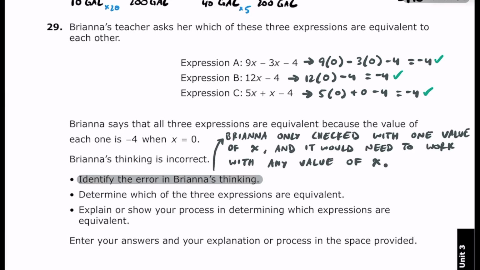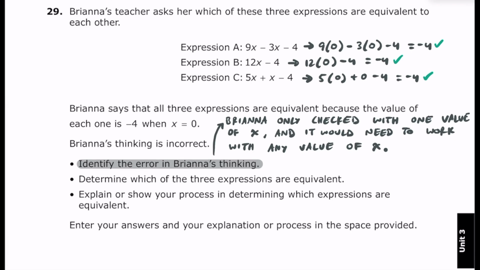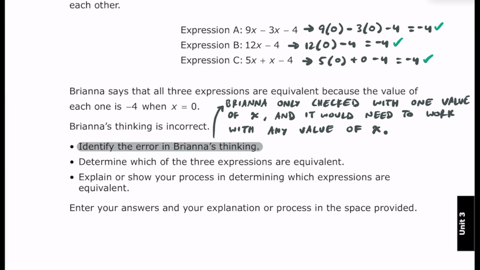And so the main thing we want to say for identifying the error in Brianna's thinking is that Brianna really only checked one time here when x was 0 in this specific scenario and found out this negative 4 was the value of the expressions. As long as you say something along the lines of Brianna really has to check more than one value. Again, it's important to know that if you're going to choose hypothetical numbers, staying away from 0 and staying away from 1 are a good rule of thumb, just because of the identity properties, right?